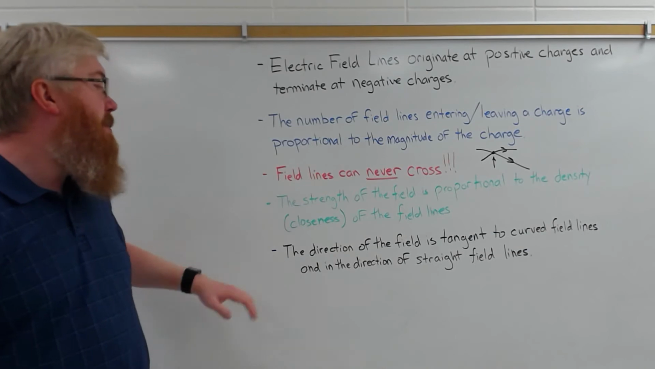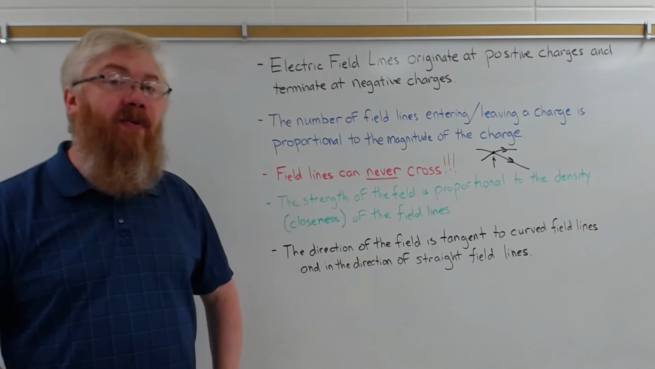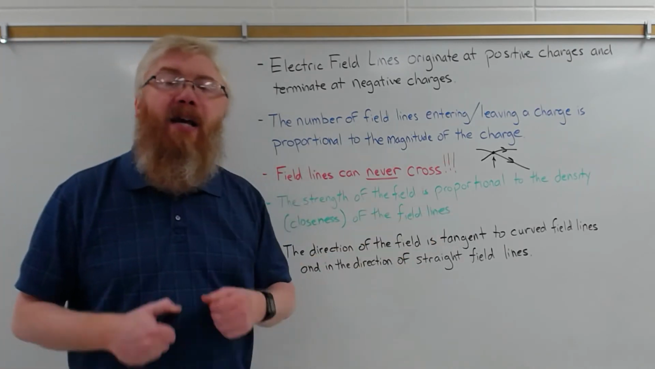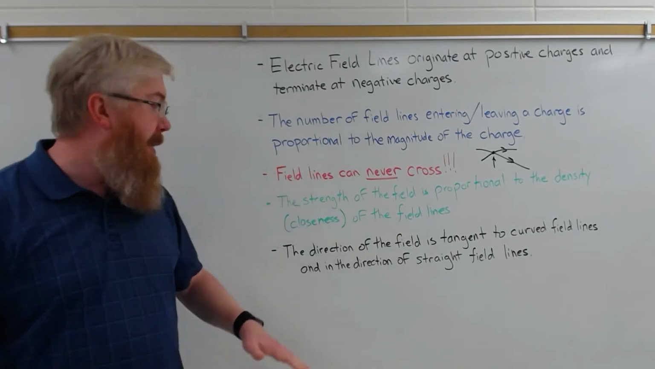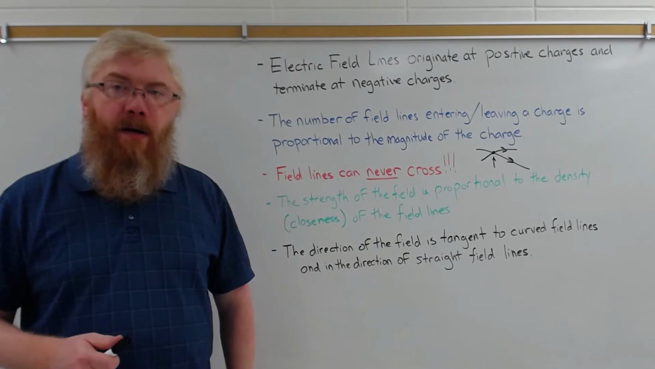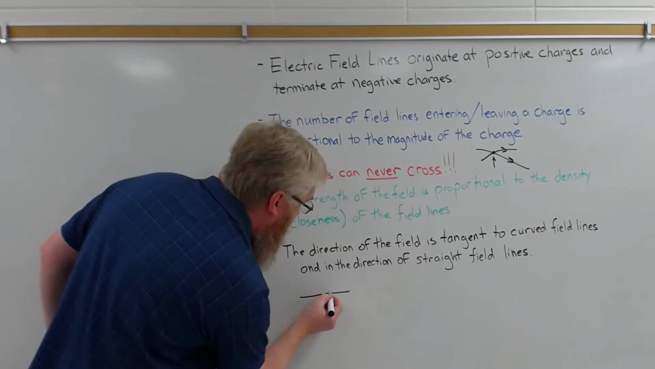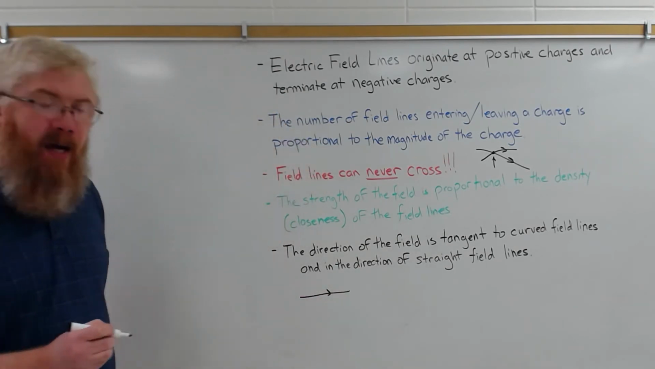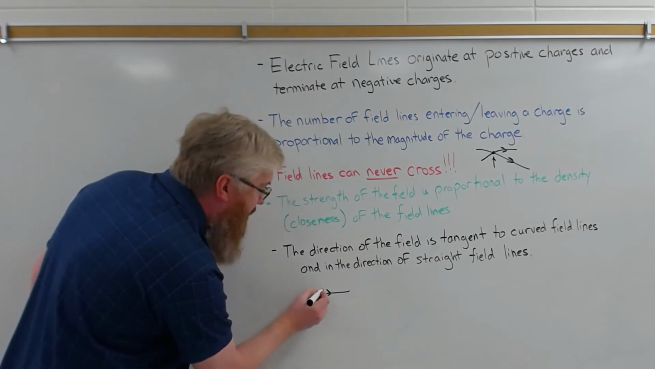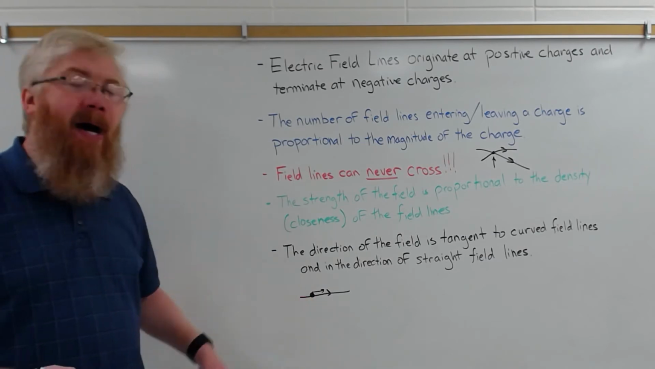And then finally, the direction of the electric field, and therefore the direction of the electric force for a positive test charge, is tangent to any curved field lines and is in the direction of any straight field lines. So if you have a field line that's curved, if you have a field line that's straight, let's say that this is your electric field line, if I drop a particle on that line or near that line, it's going to experience a force in the direction of that electric field, assuming that's a positive test charge that I drop there.